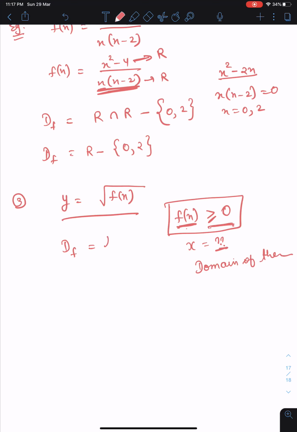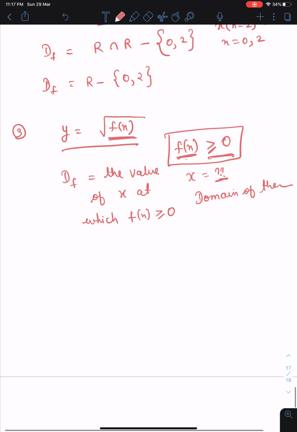That means the value of x at which f(x) is greater than or equal to 0. Why is it? Because inside the under root it cannot accept a negative value. That means it can accept either 0 or positive values. Okay, so let's take one example.